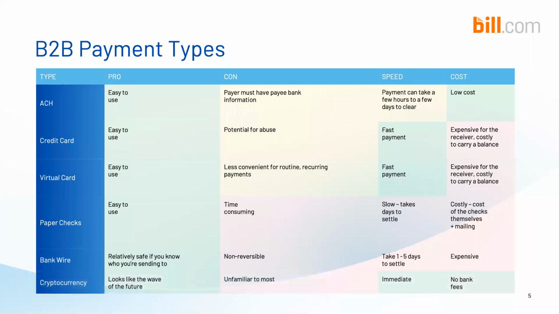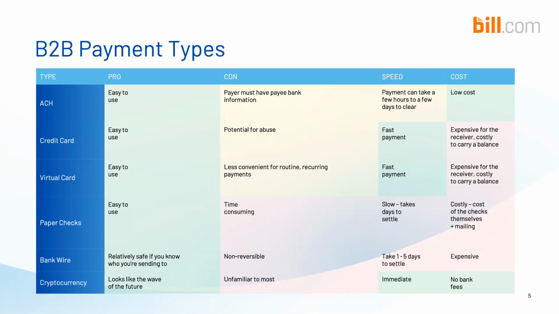Next, we'll look at cryptocurrency. It's an emerging payment form that is not yet widely used. It looks to be somewhat of the wave of the future, but it is very unfamiliar, and most vendors don't take cryptocurrency. It's got great speed, it's fast, it's immediate, and there are no bank fees. So as time goes on, cryptocurrency could become more and more common.